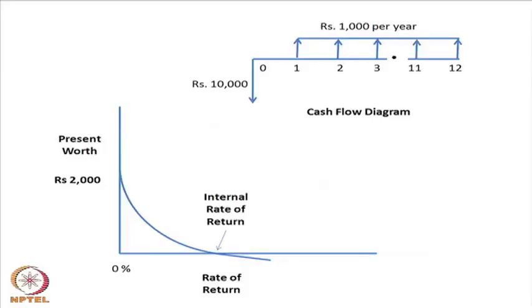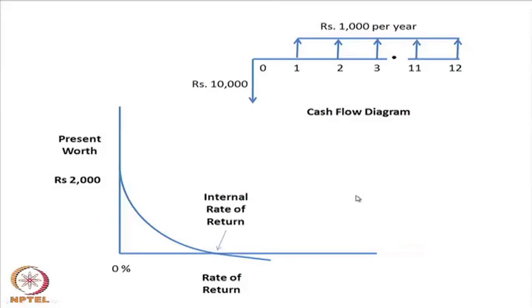So, in this particular example we have seen that the IRR is somewhere here, and the value of the rate of return is this value. If this value is higher than MARR, then the differential project is definitely better.